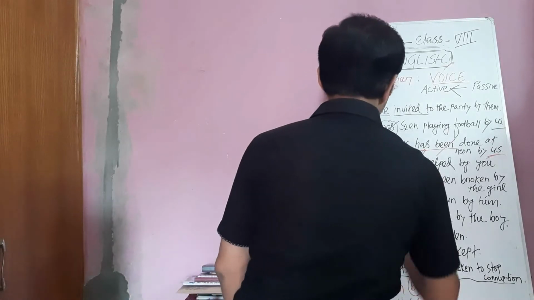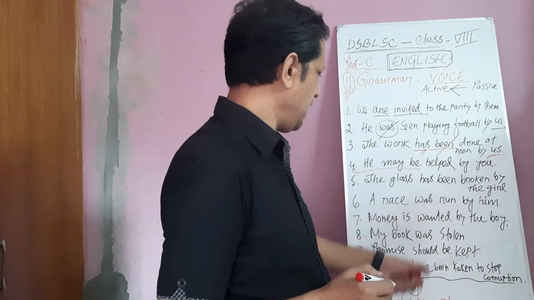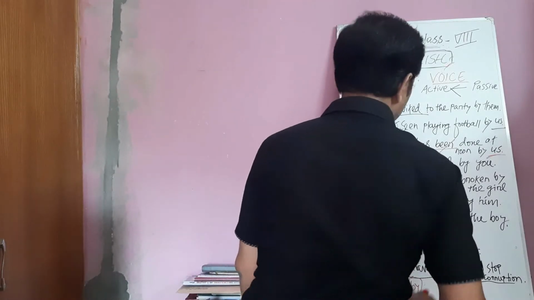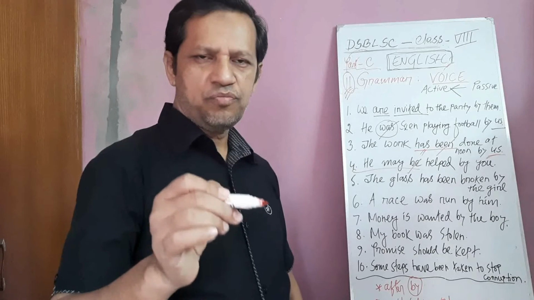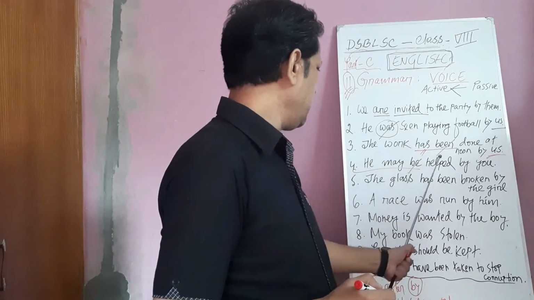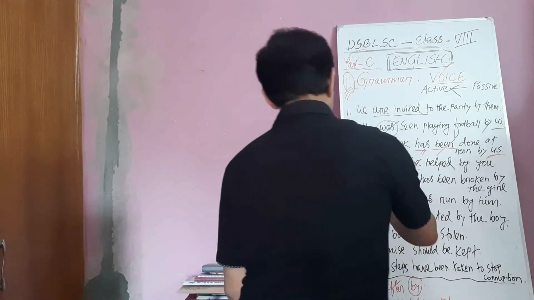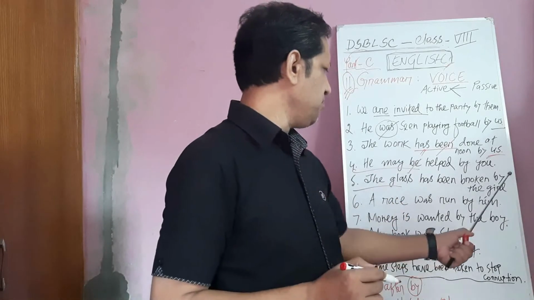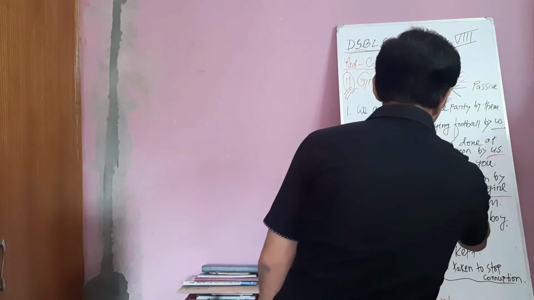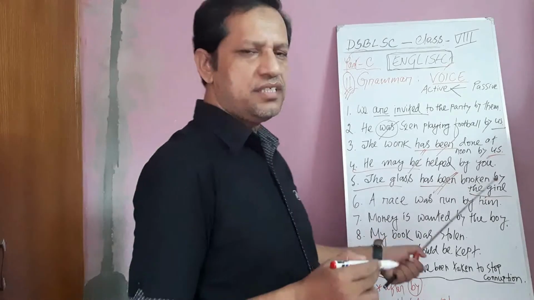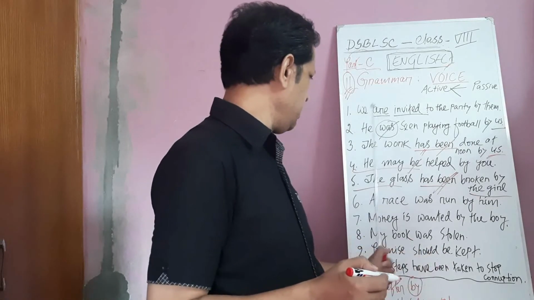Then number 4, he may be helped by you. So you have to use you, and the additional helping verb be, we have to omit it. Then you may, we know that after modal verbs should be V1. You may help him. Number 5, the glass has been broken by the girl. Here after by, the girl, and has been, we have to omit been. That's why the answer will be: the girl has broken the glass.